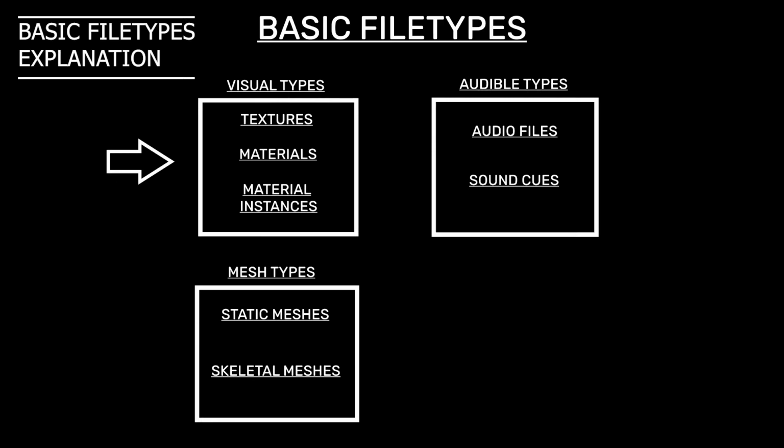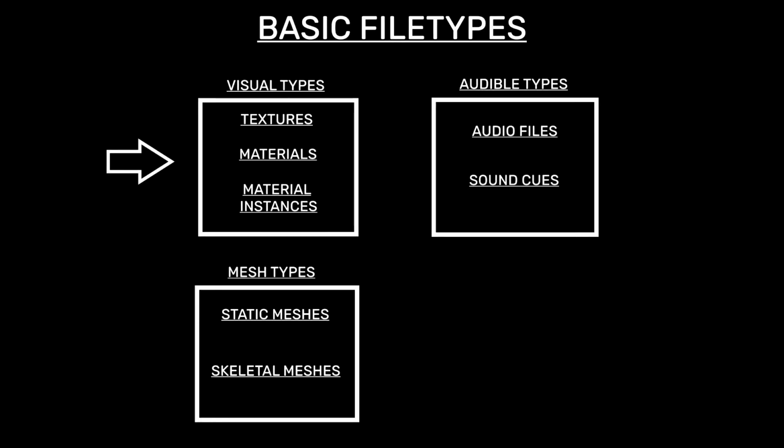Let me explain what visual file types are. I'll have a slide on the screen here. Visual file types are textures, materials, and material instances. Now a material instance is a material, it's just instanced, so you don't have to recompile the shader every time. And they're interchangeable, in a game at least, in a game setting.